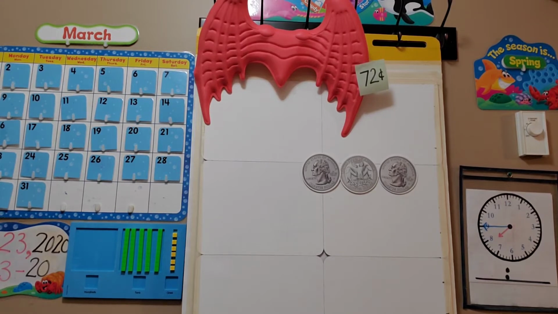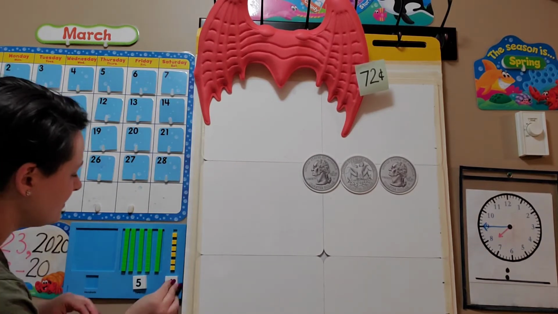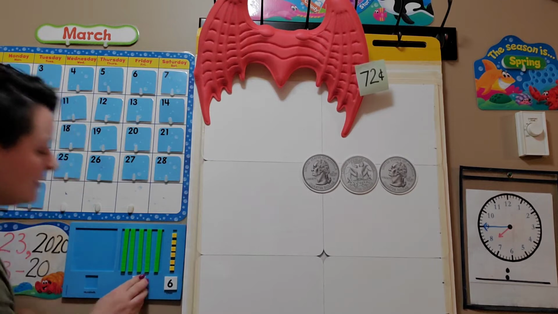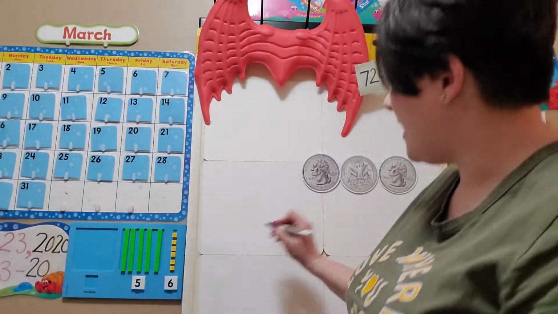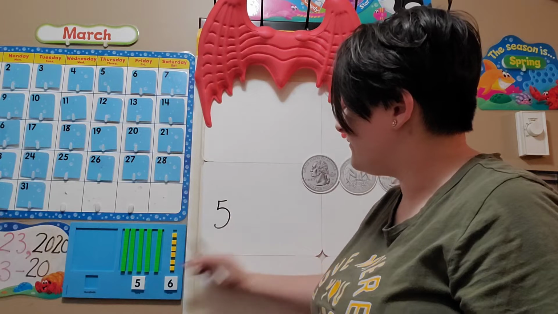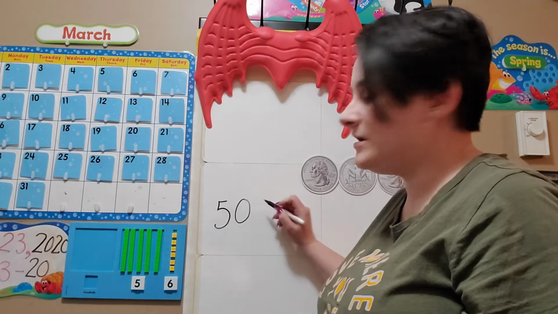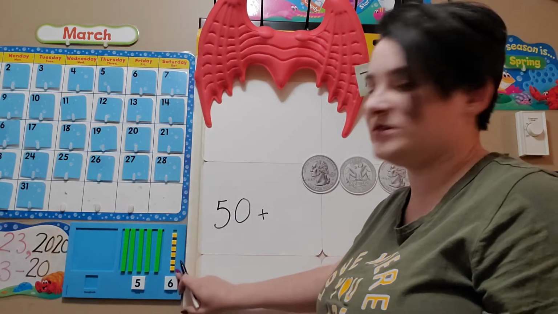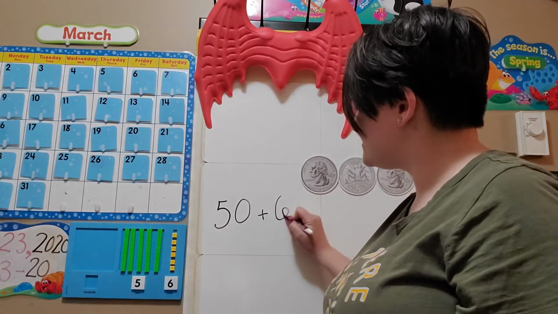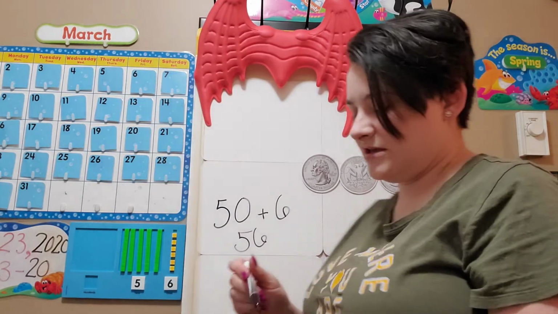Let me put those numbers up there. I have a 5 and I have a 6. Now, if we were to write this number in expanded form, I would have, ignore the money here, I would have 5 tens, which is worth 50, plus how much is 6 ones worth? 6. 56. There's our expanded form.